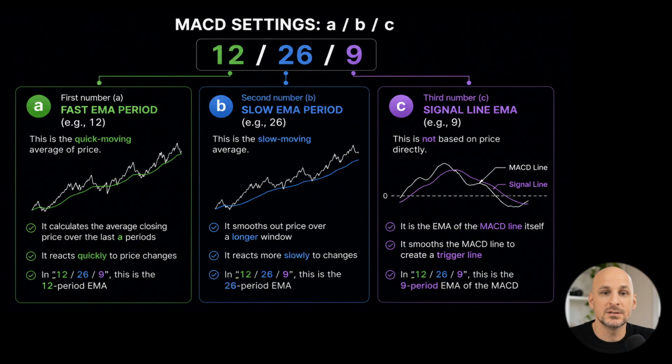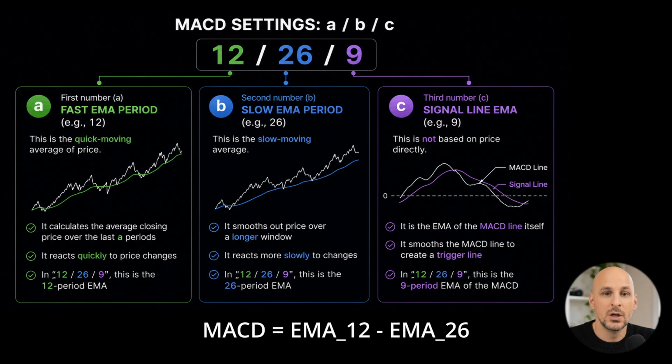The MACD line itself is simply the difference between these two averages, the 12-period exponential moving average minus the 26-period exponential moving average. And then finally, we get to the third number, 9. This is called the signal line, and it tracks the moving average of the MACD line itself.